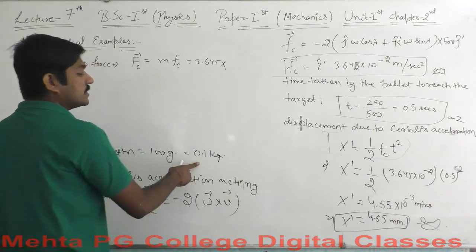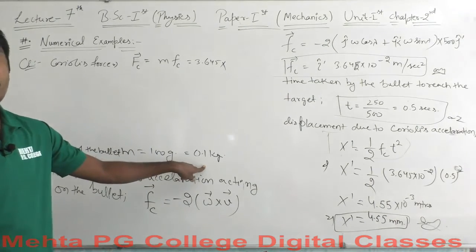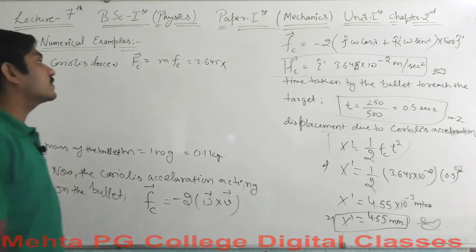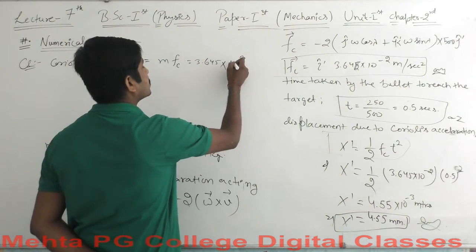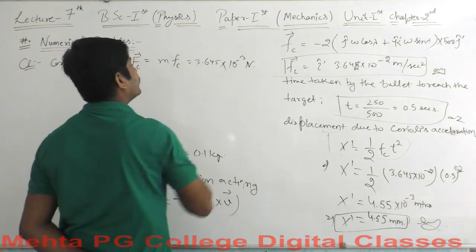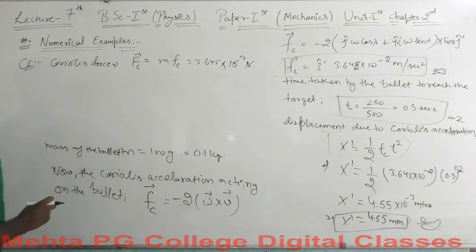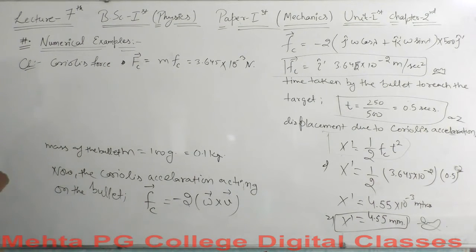into, what is the value here? 0.1 kg, that means 10 to the power minus 1, and that is 10 to the power minus 2. So you can say that this will be equals to 10 to the power minus 3 newtons, 10 to the power minus 3 newtons here. Okay, so this is the value of Coriolis force, that is the Fc here. Yes, this is the Coriolis force.